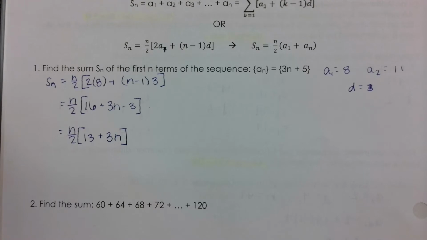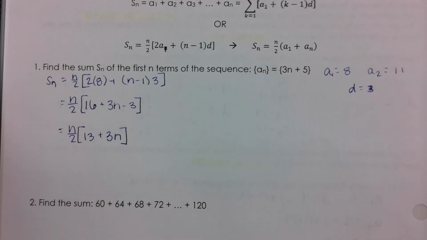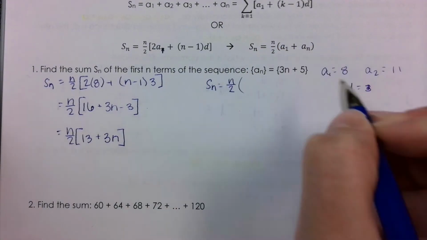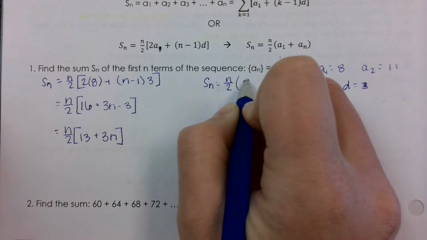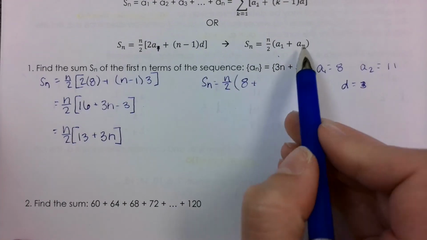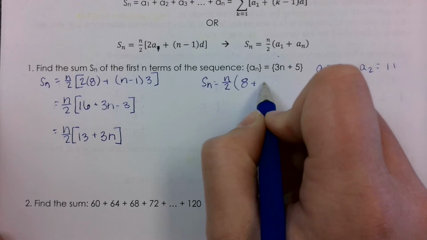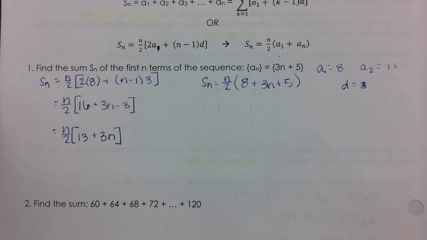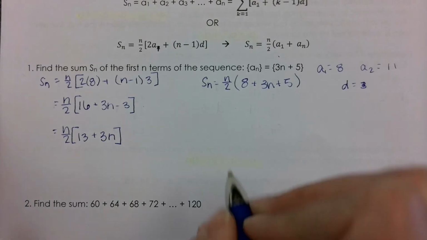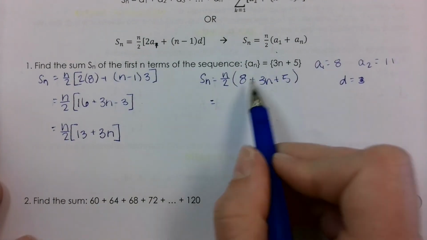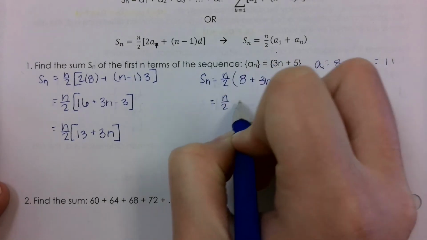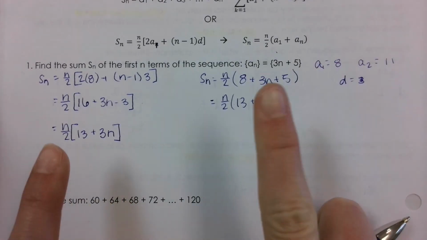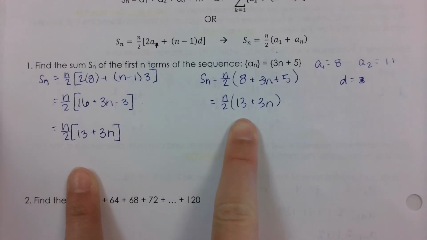So we're going to do the second formula this time. So we'll have S sub n equals n over 2. That's still out front. Then we had a sub 1, so that's the term you started with, which was 8, plus a sub n. So it said that a sub n was this rule, so we're putting that in there. So 3n plus 5. Because again, we don't know what that nth term is, so we can't plug a number in there. So we can add the 8 and 5. We'll have n over 2 still out front, then 13 plus 3n inside our parentheses, and it's the same thing we got last time. Is that okay?